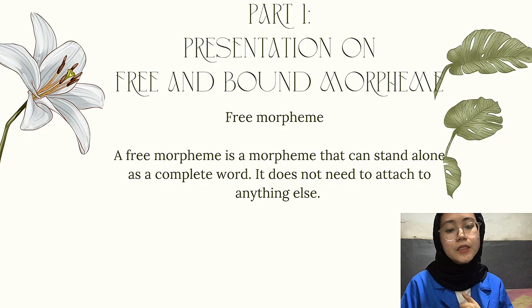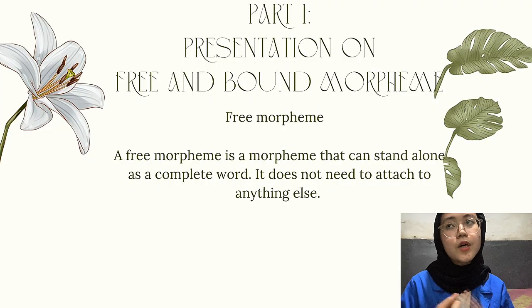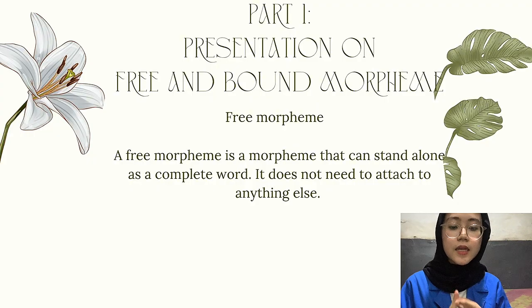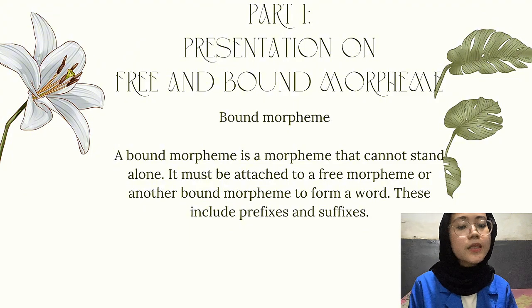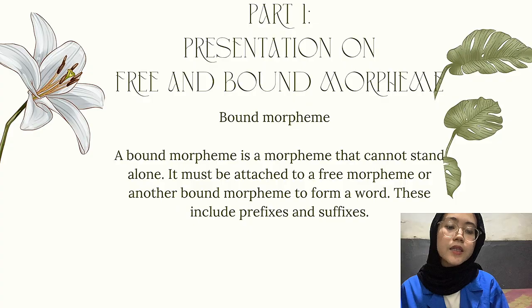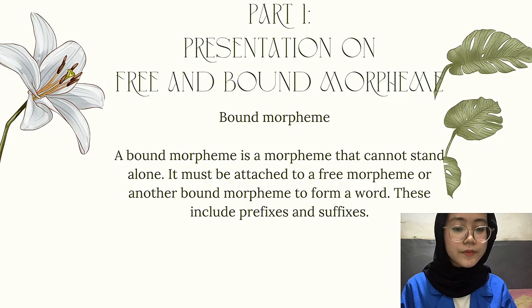A free morpheme is a morpheme that can stand alone as a complete word. It does not need to attach to anything else, so it can stand alone and still have meaning. On the other hand, a bound morpheme is a morpheme that cannot stand alone. It must be attached to a free morpheme or another bound morpheme to form a word. These include prefixes and suffixes.